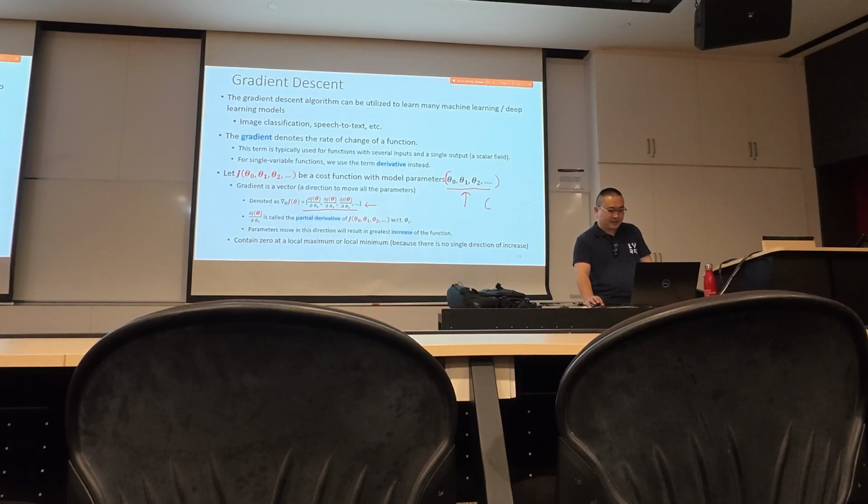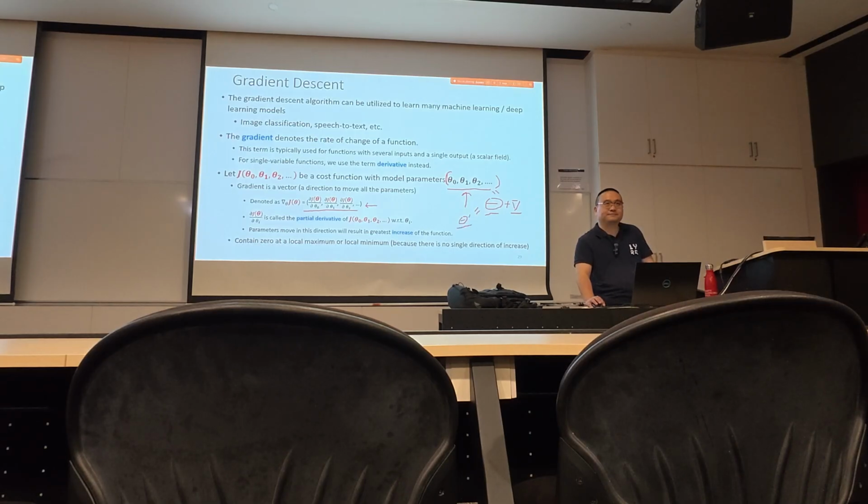For example, let's say this is a vector that represents all the parameters. Then you can just do the addition between the parameter vector and the gradient vector. This way, we are moving the parameters along the direction of the gradient. In this way, we update our parameter vector, and we get new parameters.